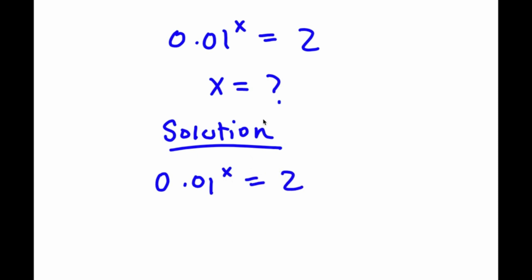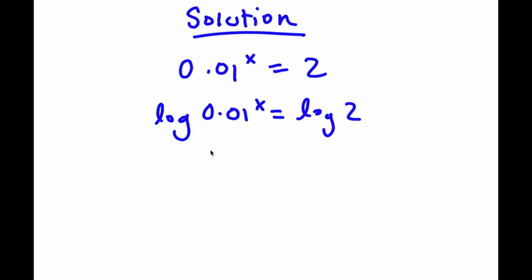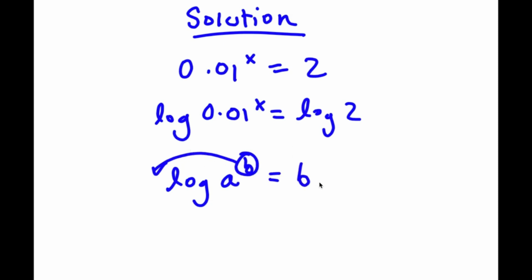Now I'm going to take the log on both sides. So now I have log 0.01 to the power of x is equal to log 2. Now, if I have something in the form log a to the power of b, I can simply move this exponent b to the front. So this would equal b times log a.